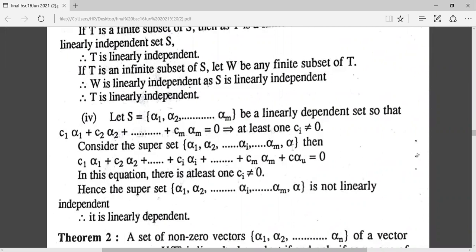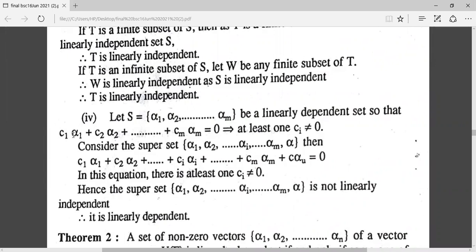In other words, I have to take the scalar linear combination of those vectors and show that there exists at least one scalar different from 0. Next, C1 alpha 1, C2 alpha 2, up to Ci alpha i, Cm alpha m plus C alpha, remember it is C alpha, equals 0. What I have to prove is there exists one Ci not equal to 0.